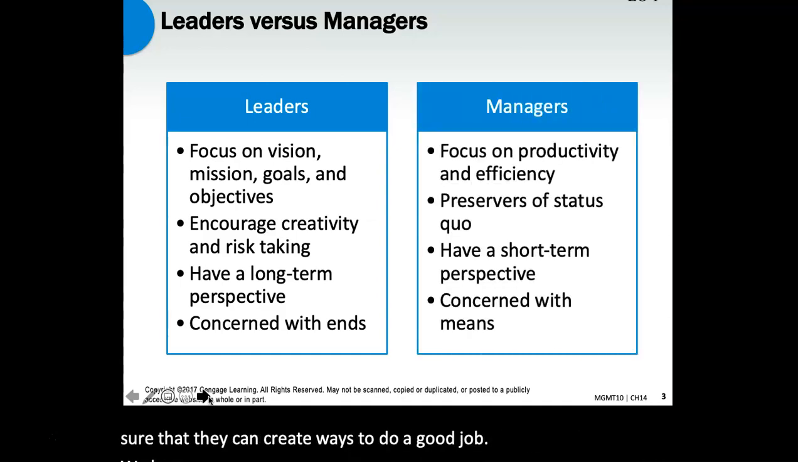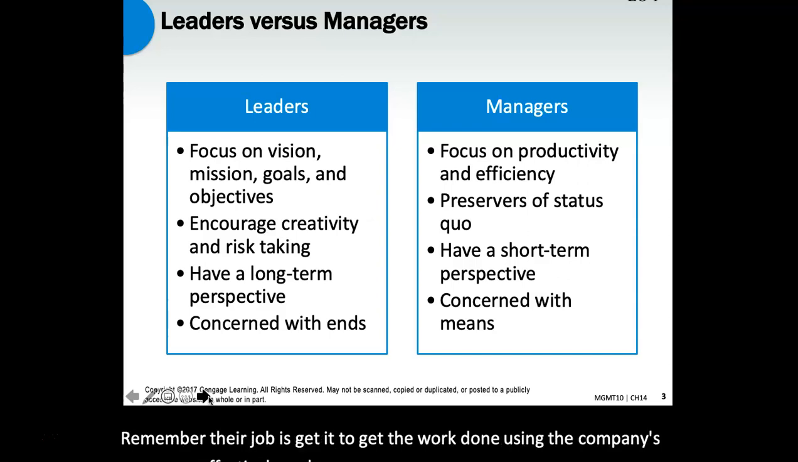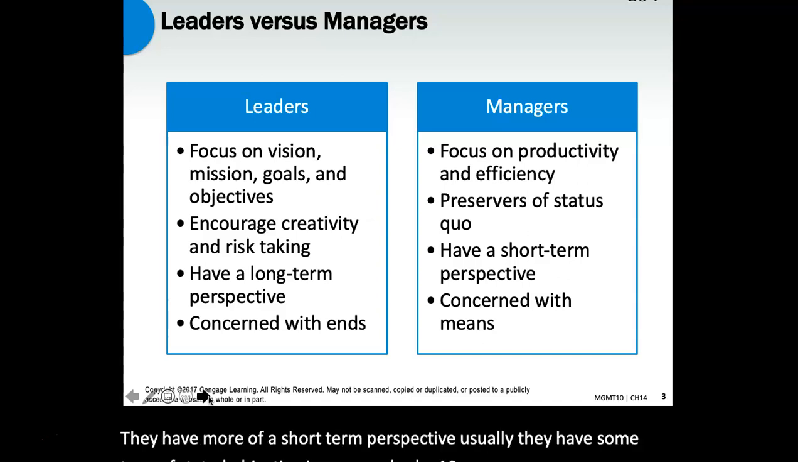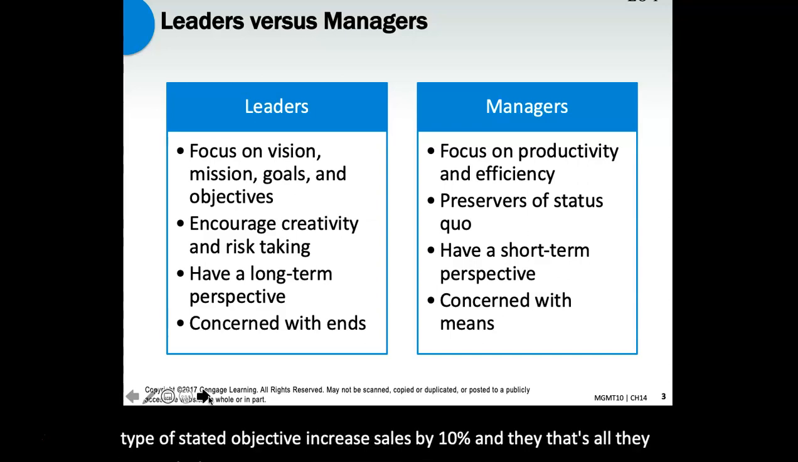Let's take a look at managers. Managers focus on productivity and efficiency, and they have to do this because that's part of their job. Remember, their job is to get the work done using the company's resources effectively and efficiently. They're preservers of the status quo. Sometimes managers just want to keep things as they are if they're working well. They have more of a short-term perspective. Usually they have some type of stated objective, like increase sales by 10%, and that's all they concentrate on. And they're concerned with the means rather than the ends.